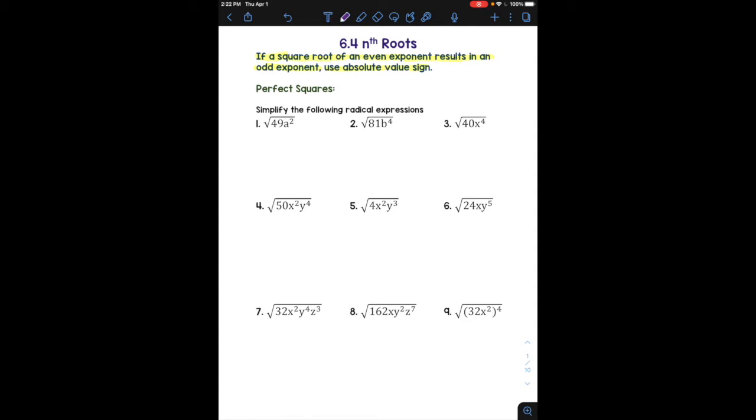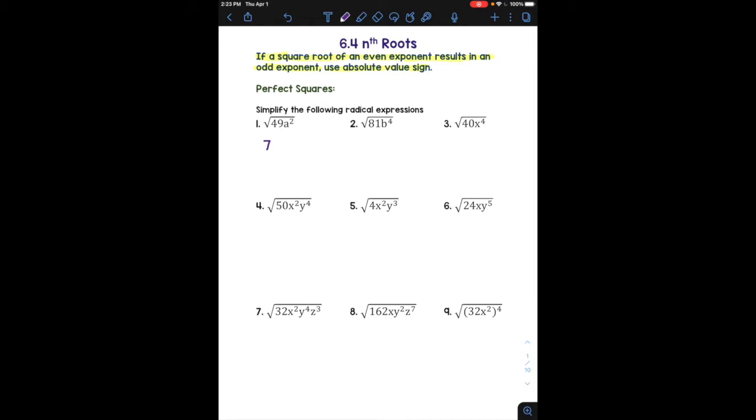Number 1, the square root of 49a squared. What I would recommend is to do the number first, the square root of 49, then the square root of a squared, and then we'll put those answers together. The square root of 49: 49 is a perfect square. What number times itself is 49? That would be 7.